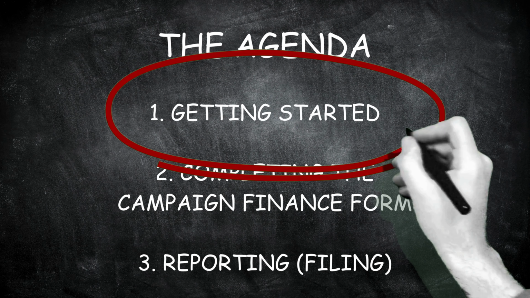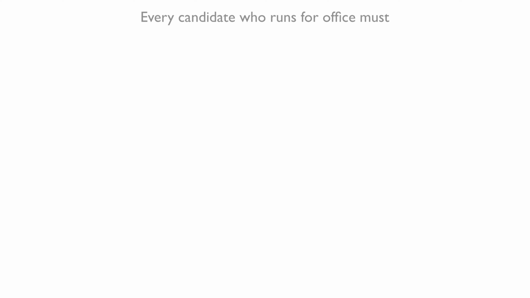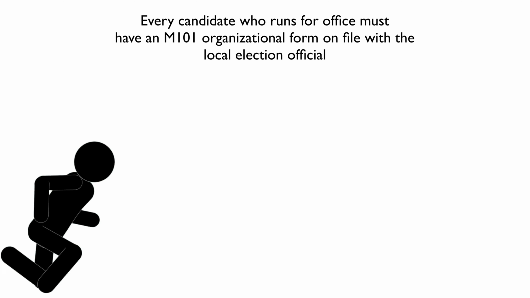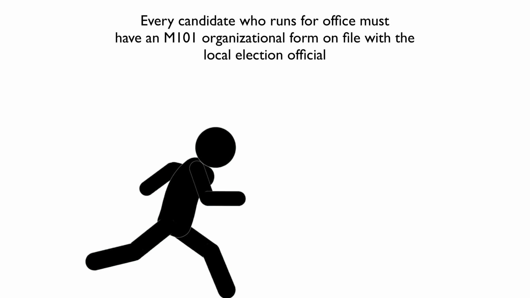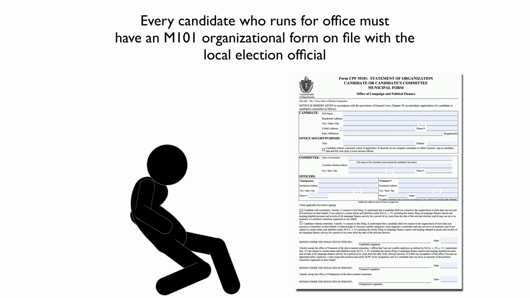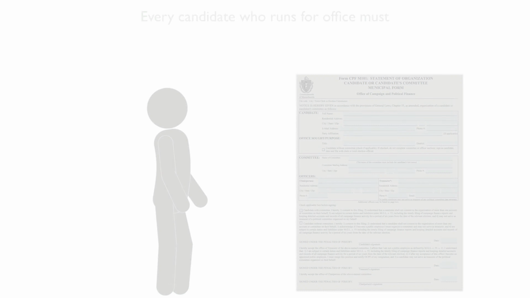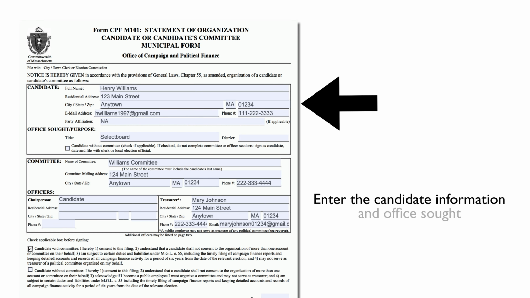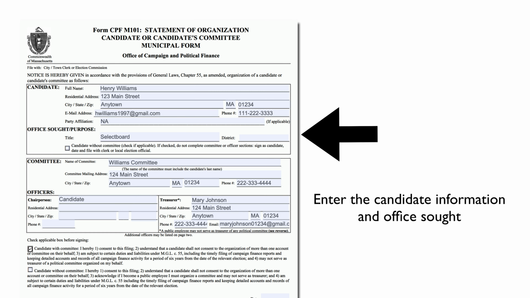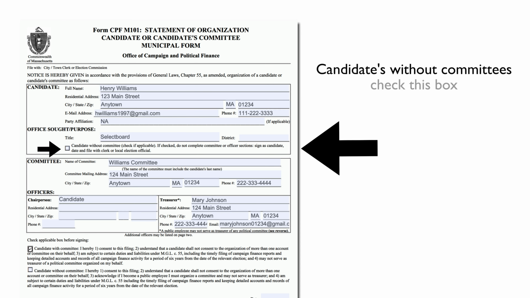Getting started. Every candidate who runs for office must have an M101 organizational form on file with the local election official. Enter the candidate information and office sought. Candidates without committees check this box.